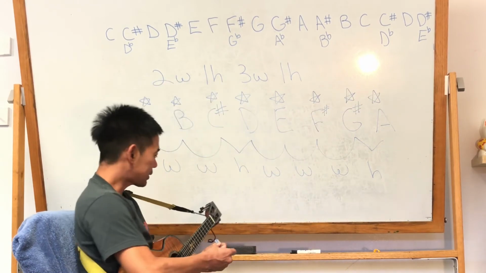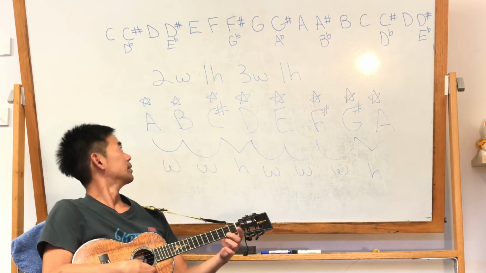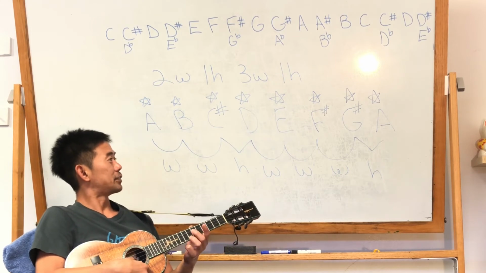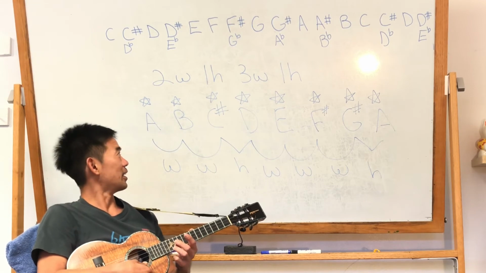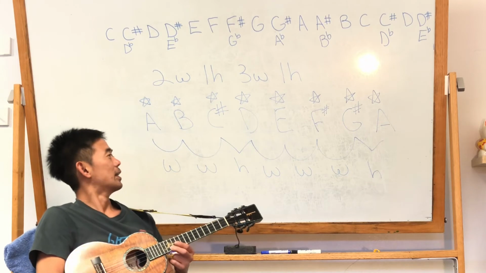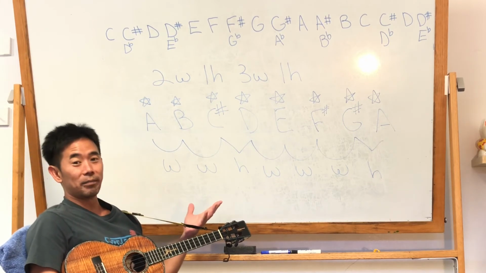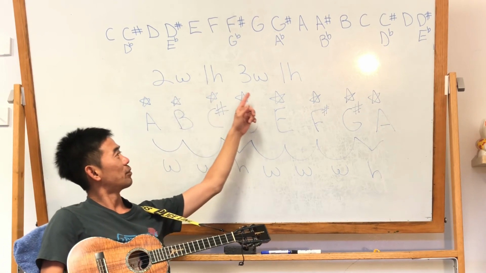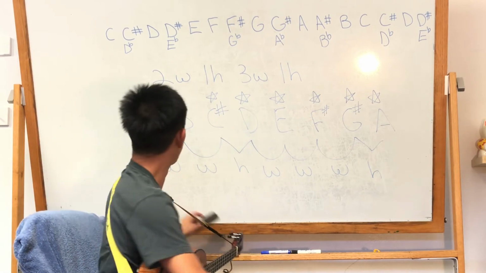Okay, so if I play the notes, A, B, C sharp, D, E, F sharp, G sharp, and A. And that's your scale. Okay, so this is how you find the notes in a major scale. Okay, and it's just this formula right here. 2 whole, 1 half, 3 whole, 1 half. Okay, so now I'm just gonna do a real quick one.